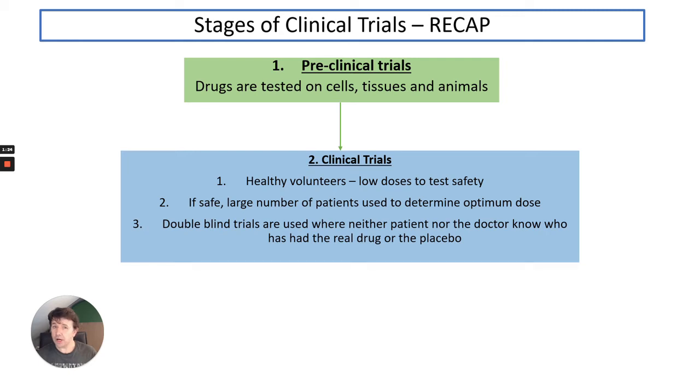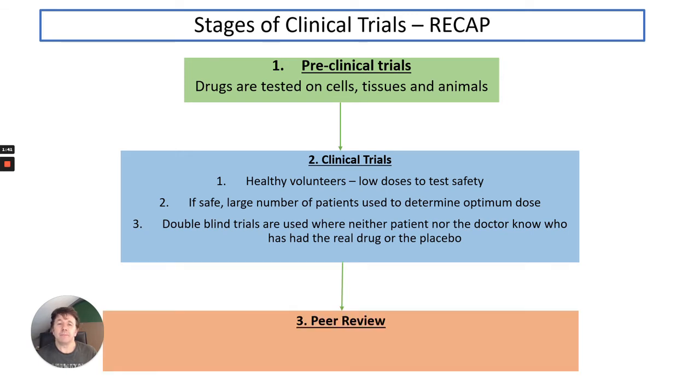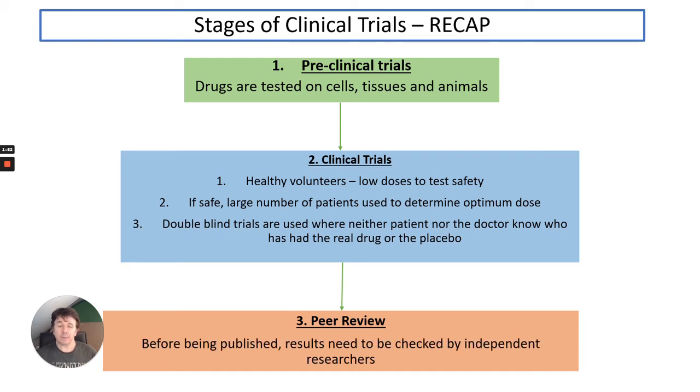So they're used where neither the patient nor the doctor know who has had the real drug or the placebo. And the reason they're doing that is to avoid bias. So they're really trying to see, is it the drug that is making people get better? And then thirdly, it will then go to what we call peer review. So all that data, all that information needs to go to independent bodies, government bodies, international bodies, and some of it will be published as well, and the results are checked by independent professional researchers.